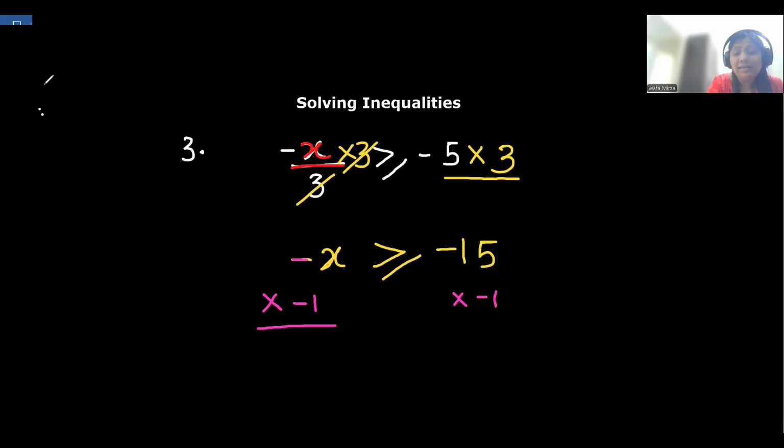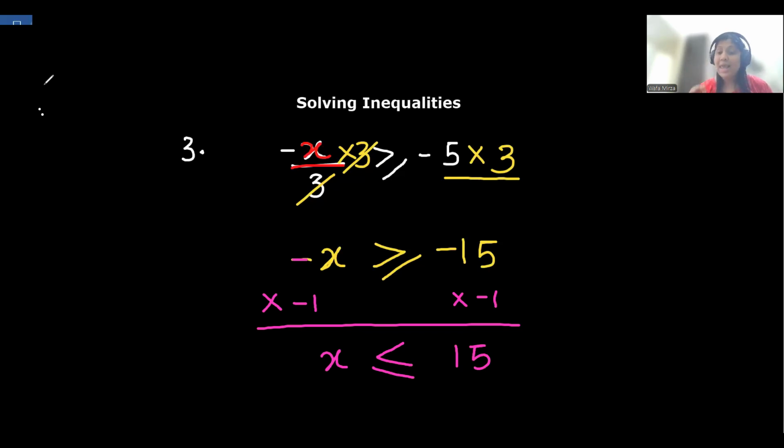But at the starting of the class, I said, whenever in inequalities you are multiplying or dividing with a negative number, you have to flip the inequality sign. So negative x multiplied by negative 1 will be positive x. I have to flip the sign. Minus 15 times minus 1 will be plus 15. So x can have any value less than or equal to 15.